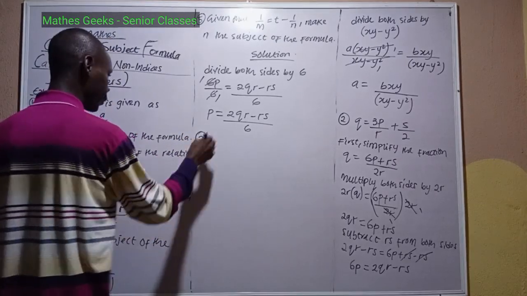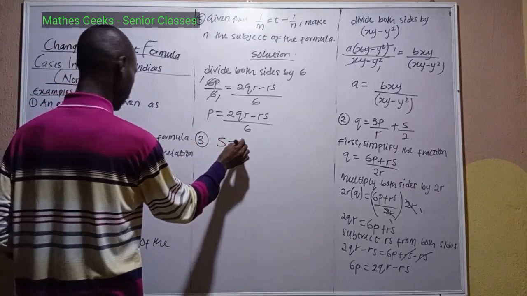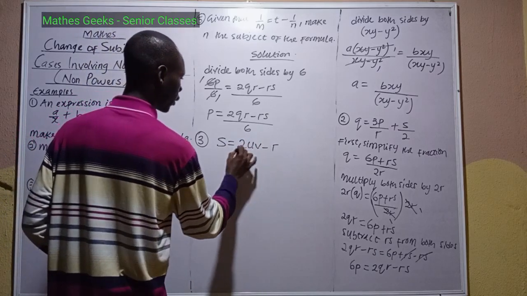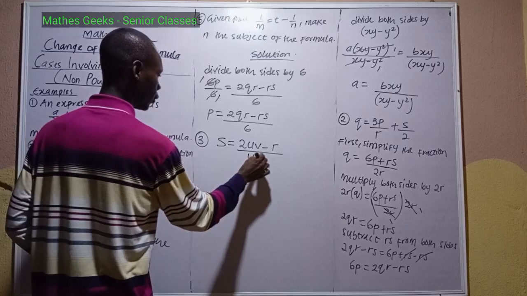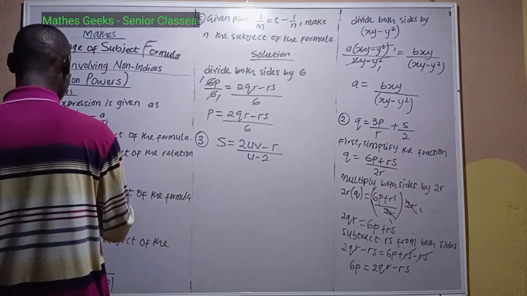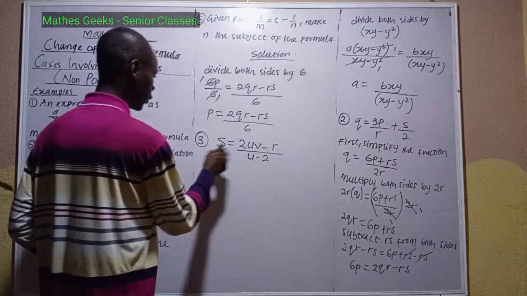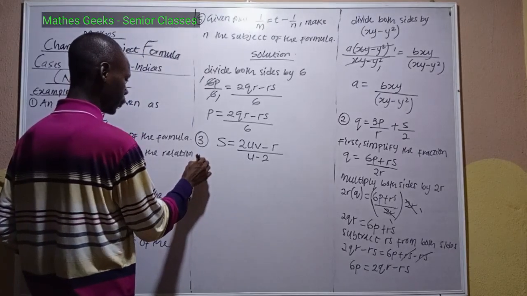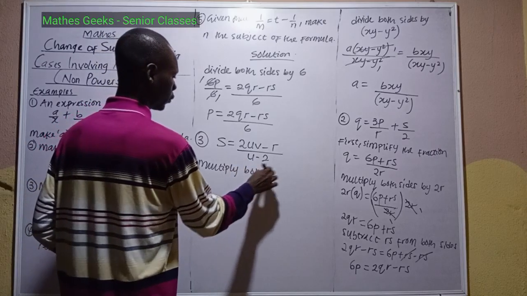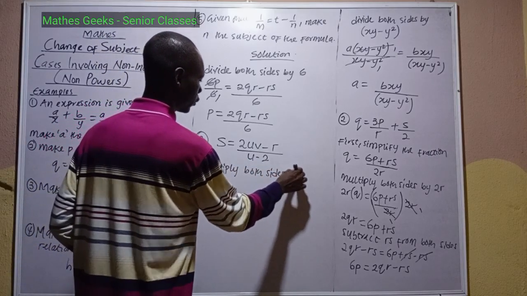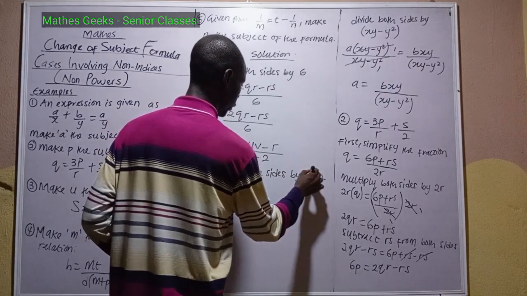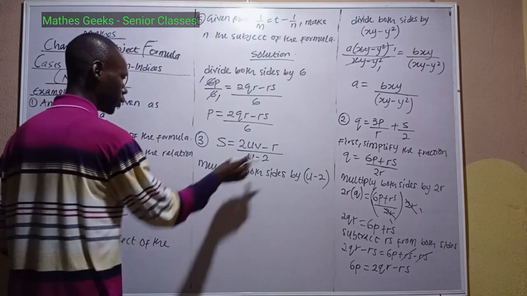Number 3. S equals 2uv minus r over u minus 2. And we need to make u the subject of the formula. So multiply both sides by u minus 2, which is the denominator.